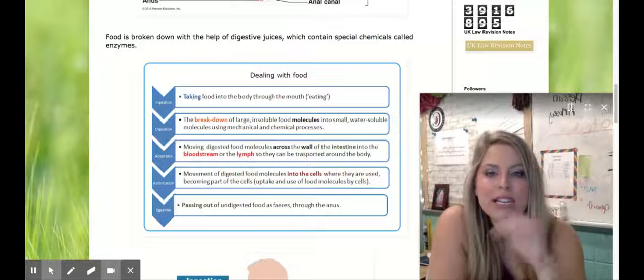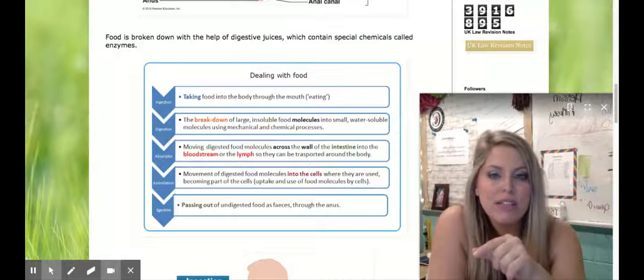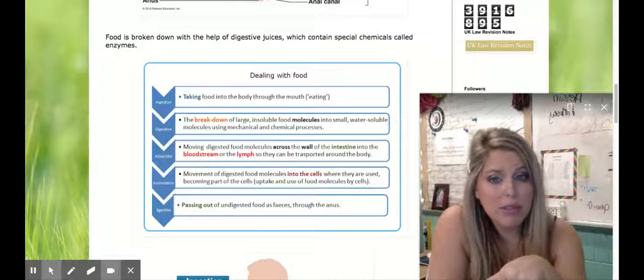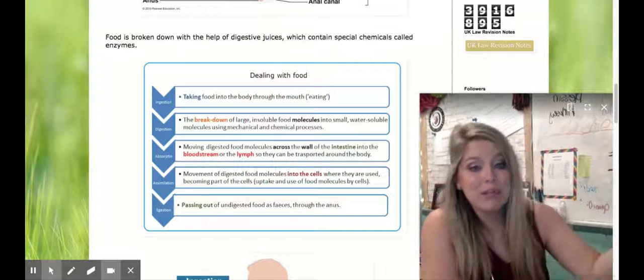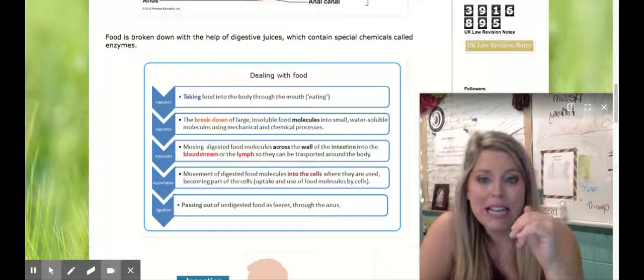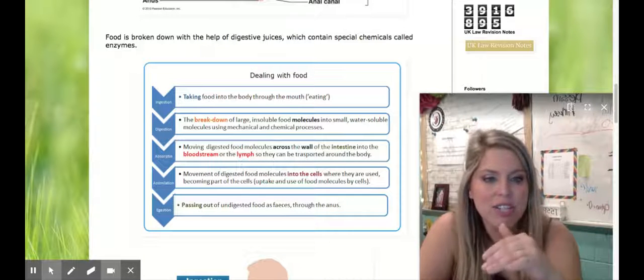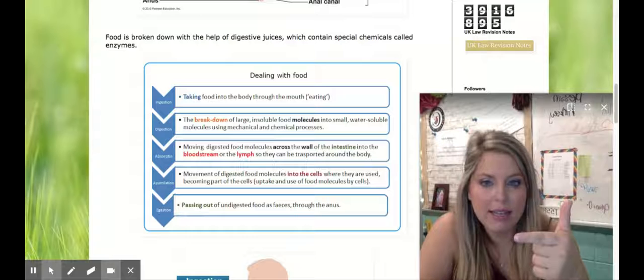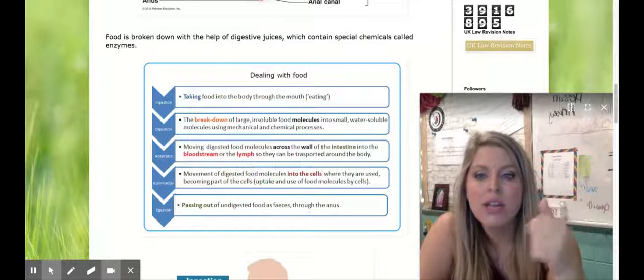Digestion, breaking down of large insoluble food molecules into small water-soluble molecules through mechanical and chemical digestion. So it's really where we're honing in today. So just make sure you understand digestion is both mechanical and chemical. Today we're looking at mostly chemical.